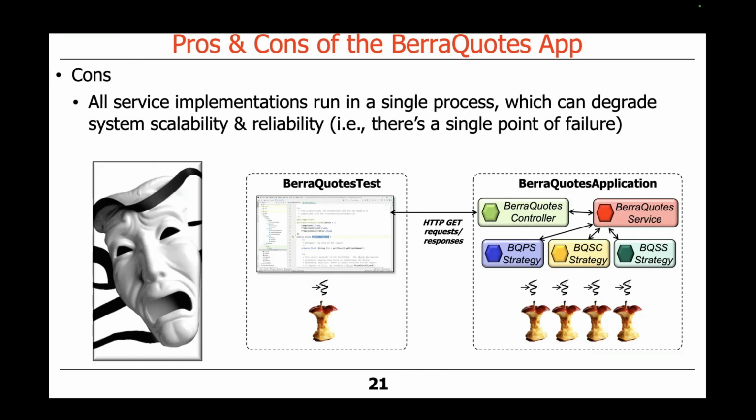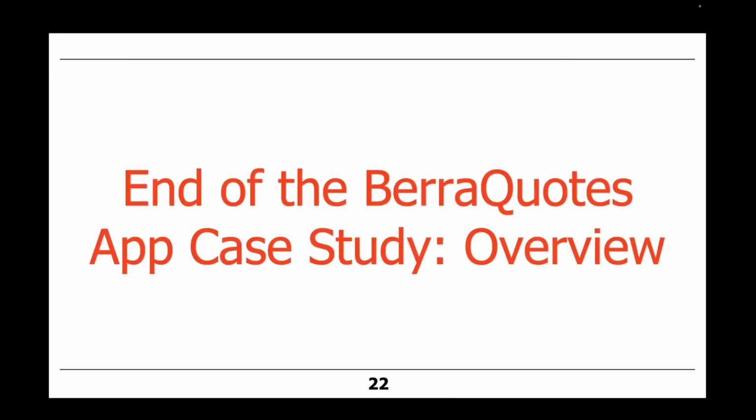So very simple, good starting point, but be aware that production grade web applications rarely are implemented in this way anymore. And I'm just doing it this way so we get started with something that's easy to understand and we can focus on the key pieces that are necessary now without getting distracted by all the other stuff we have to worry about. So that's the end of the overview of the BerraQuotes case study.